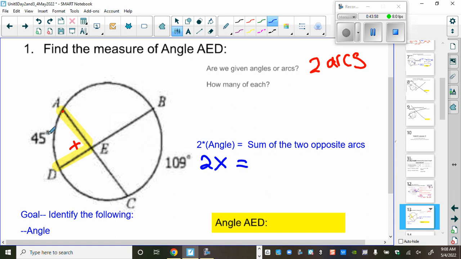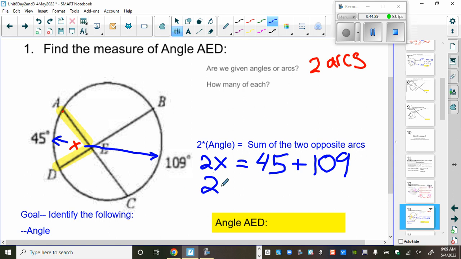Well, here's one of your opposite arcs. Look this way: 45. Plus, look this way. Those are your opposite arcs: 109. Now, do we have enough information to figure out this angle measure? Yeah, we do. Well, first, what do we do with the 45 and 109?